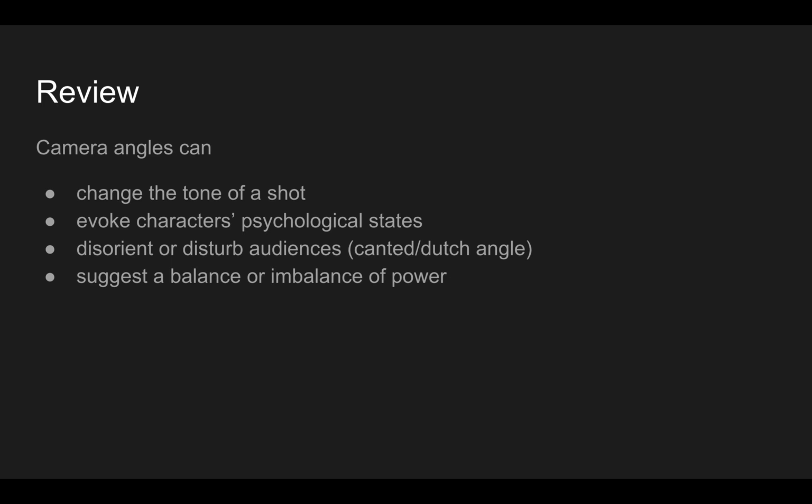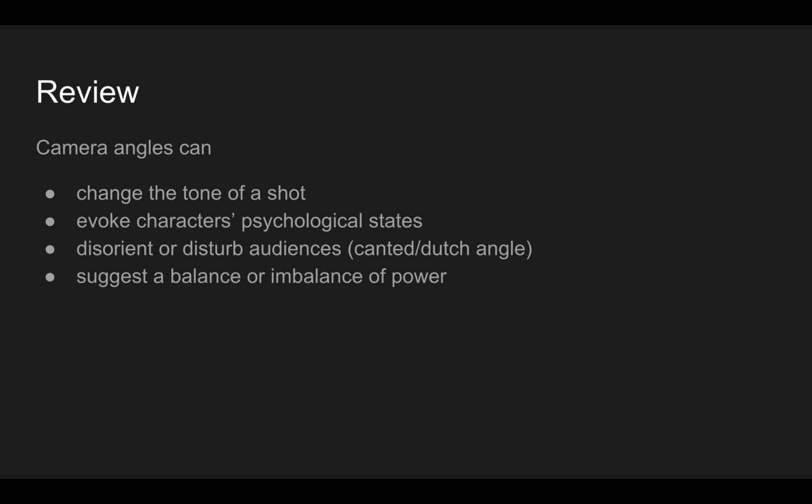Okay. Just a quick review, talking about camera angles. Camera angles can do a number of things. They can change the tone of a shot, or they can show us the way that the tone of a story is changing within that scene. They can evoke characters' psychological states, particularly with the Dutch or canted angle, which can also help disorient or disturb audiences. Again, you'll see this in the next video. They can also reveal a balance or an imbalance of power, that high angle and low angle shot, or the eye level shot.